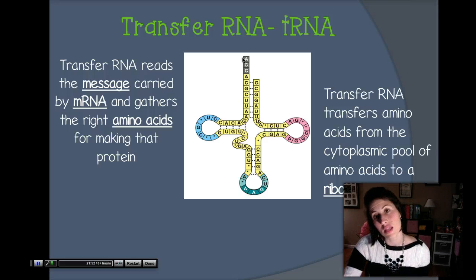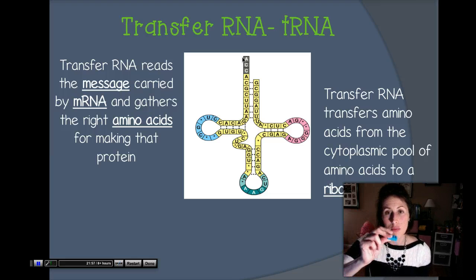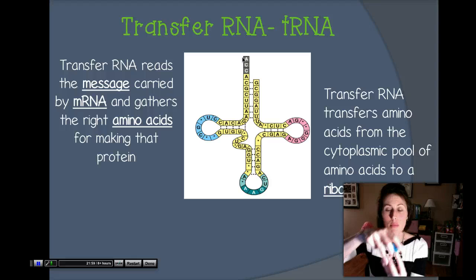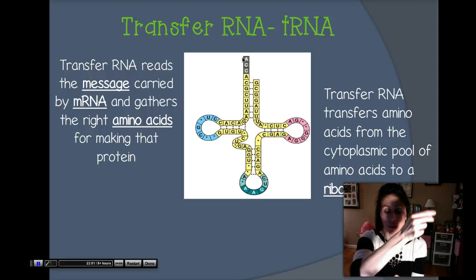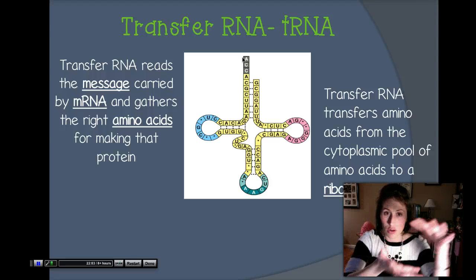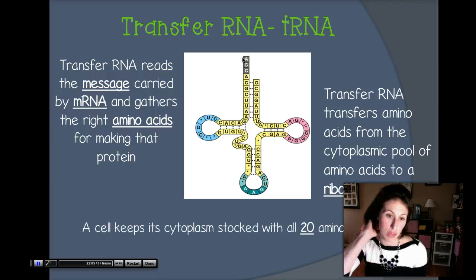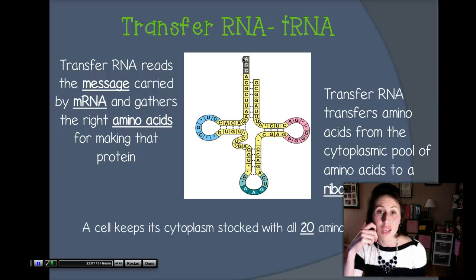So it's going to bring that amino acid from the cytoplasm to the ribosome, and it just kind of bounces around until it finds the right place, happens to match, and it pushes its amino acid onto the already growing strand of amino acids. Your cell keeps your cytoplasm stocked with all 20 amino acids.